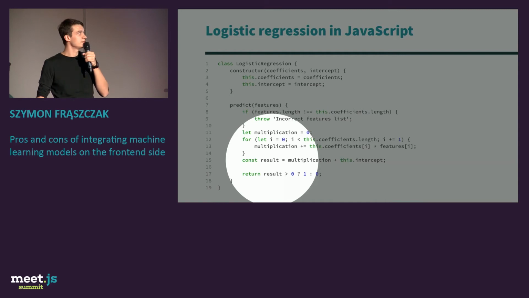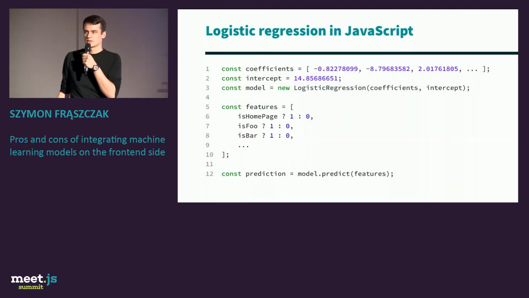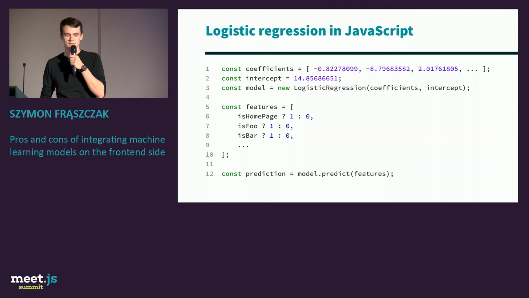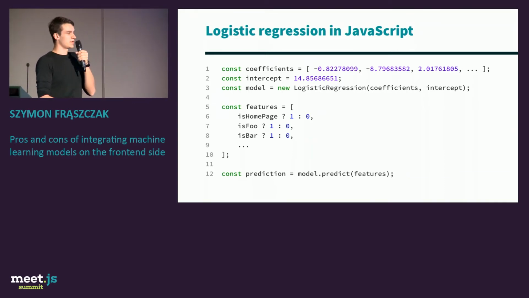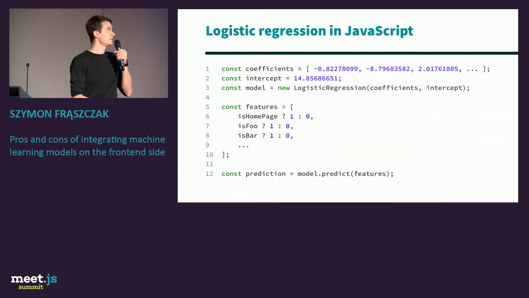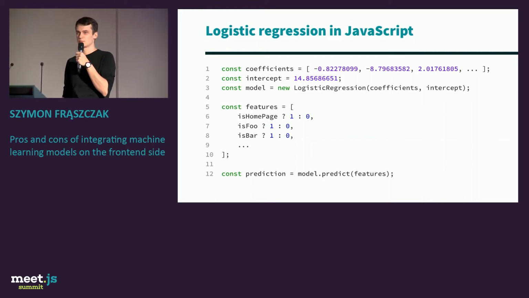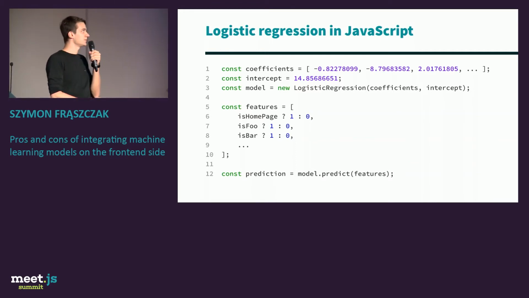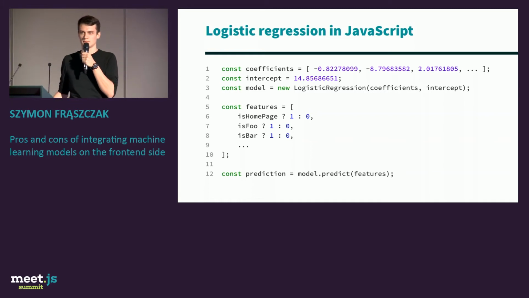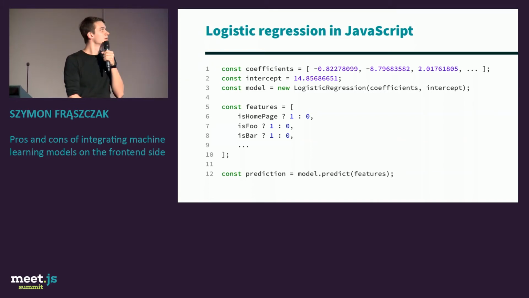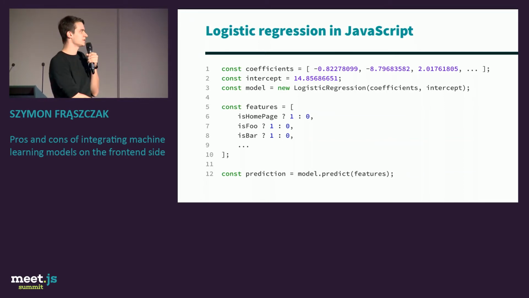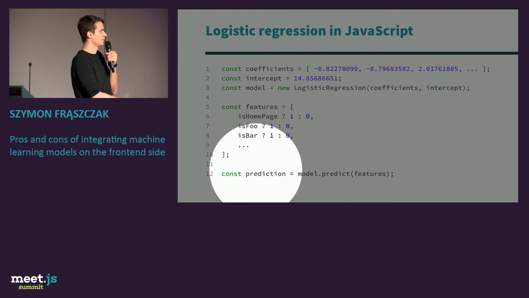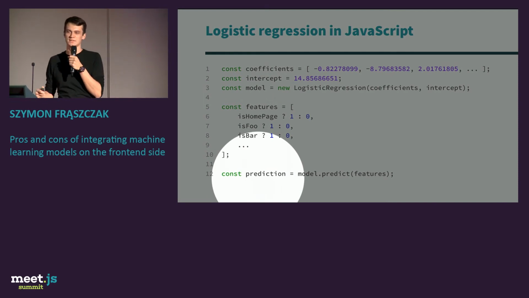Having that, we're ready to use logistic regression in our web application. So once the user enters the page, we are preparing the variables which hold coefficients and intercept. We are creating an instance of our logistic regression model, and we are preparing a list of features which is required to fit our model for this specific user. And having that, we are calling the predict method, and it gives us a prediction. So we can make further decisions based on that.